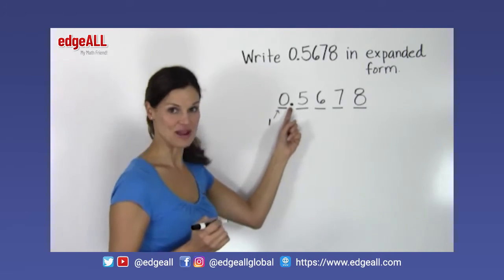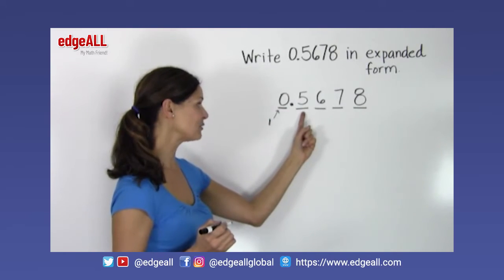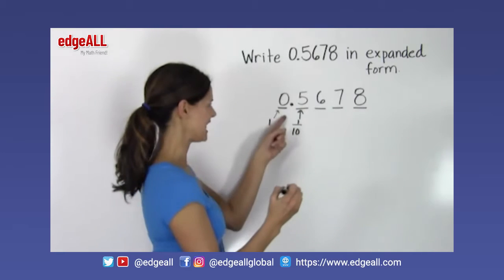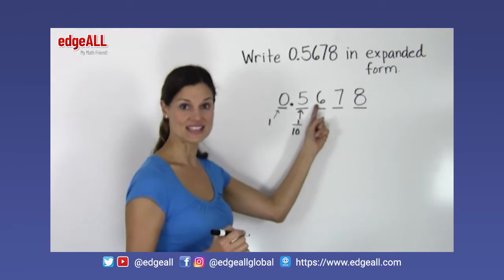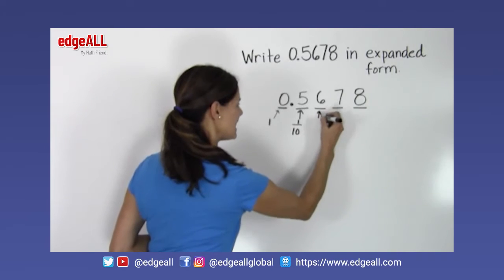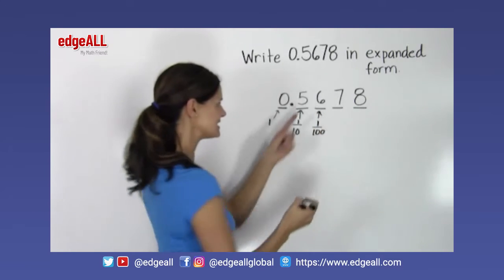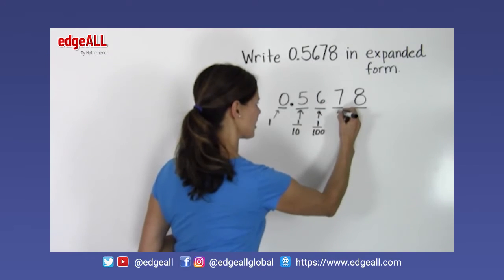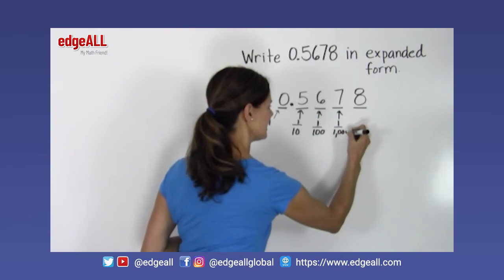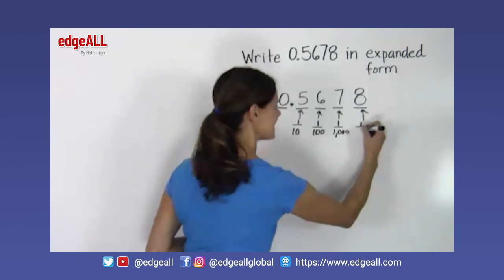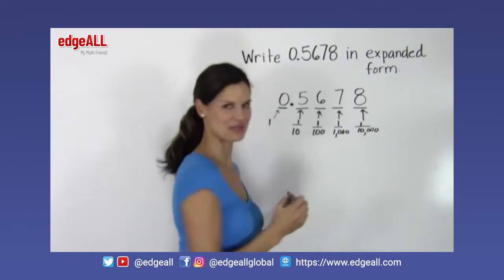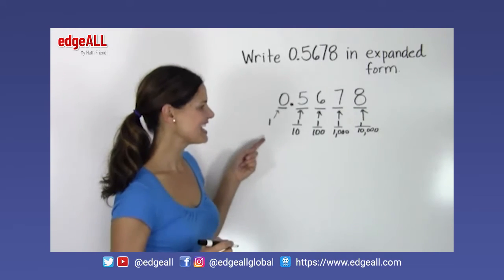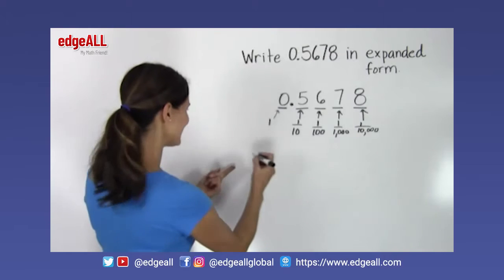And then we have our decimal point. And the first place to the right of the decimal is our tenths place. So 1/10. The 6 here, the second number to the right of our decimal, is in the hundredths place. So 6 hundredths. The third number here is in our thousandths place. And this 8 here is in our ten thousandths place. And so if I am to write this in expanded form, it would look like this.